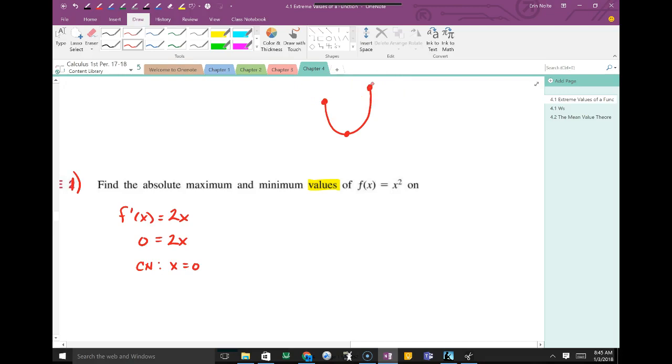If I'm trying to find an absolute max or absolute min, what do you think I'm looking at? I'm looking for the y value. So when they're referring to a value, we're finding a y value. You might write that down because that is important. The answer that you're looking for is a y value. So if I'm looking for a y value, how do I find y values?